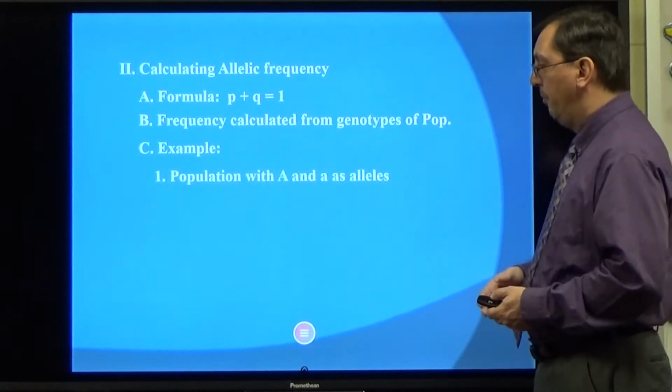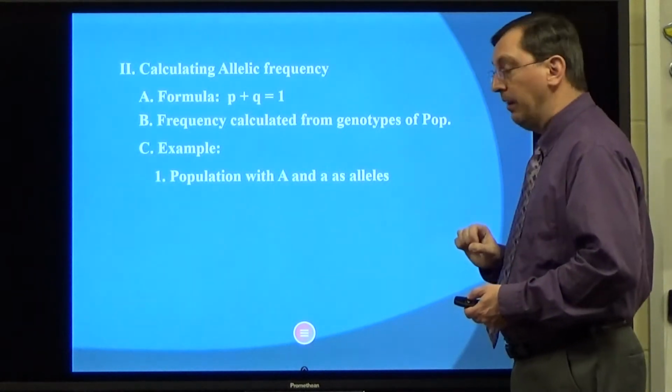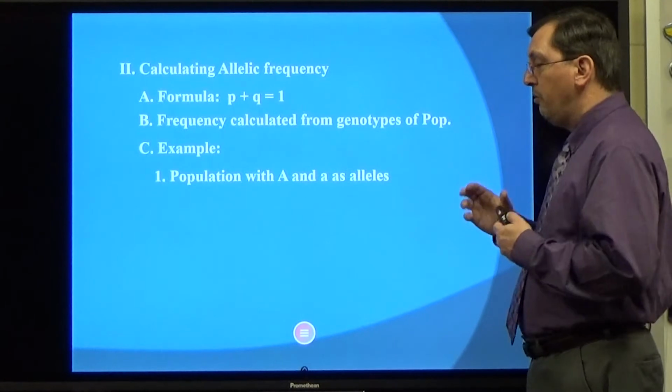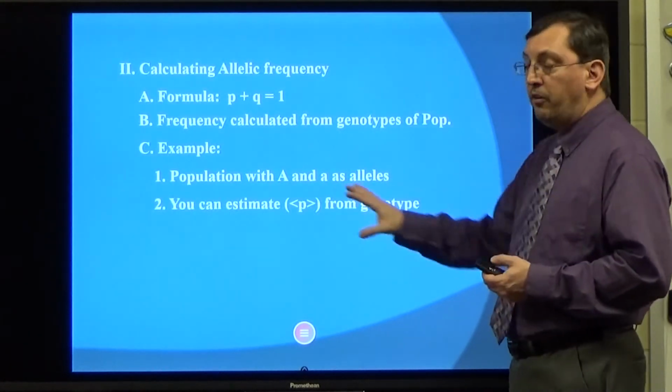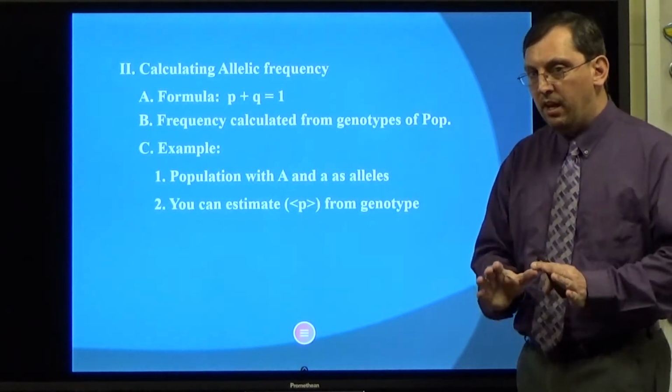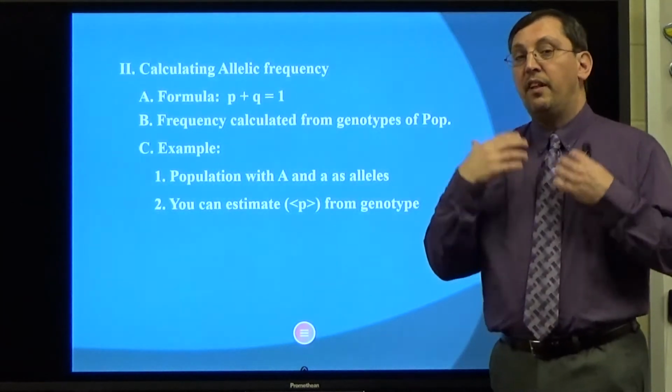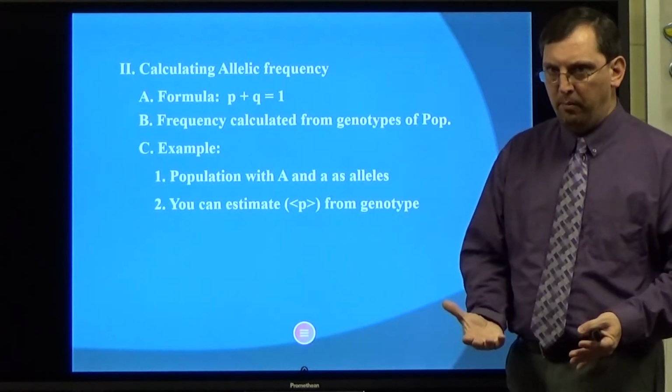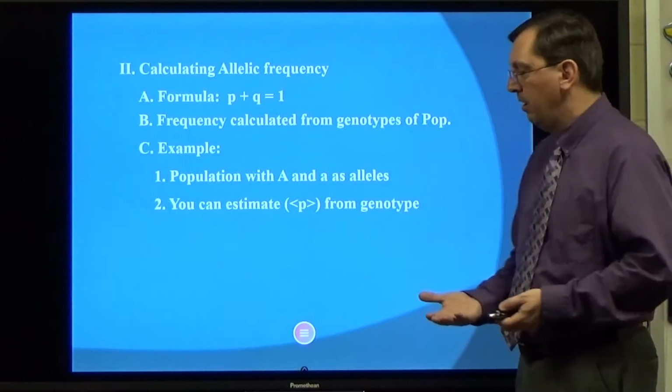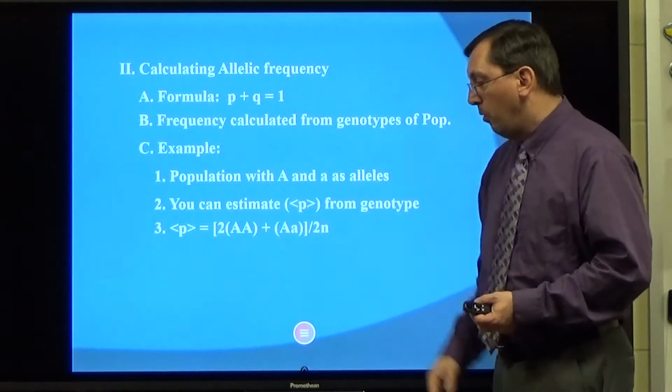So for example, if a population has big A and little a as alleles, then I can use this concept to figure it out. Here's how I do it. I make an estimation of P. That's why I have the brackets on here, because that means it's not the actual number, it's an estimation of the population based on the information I'm given. So my estimation would work like this.